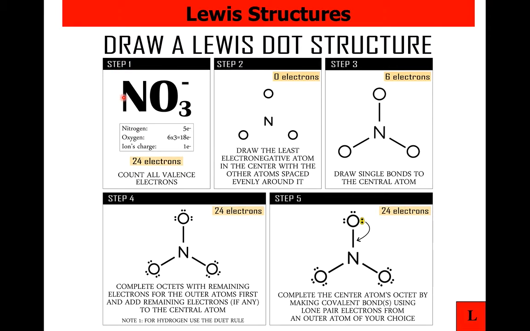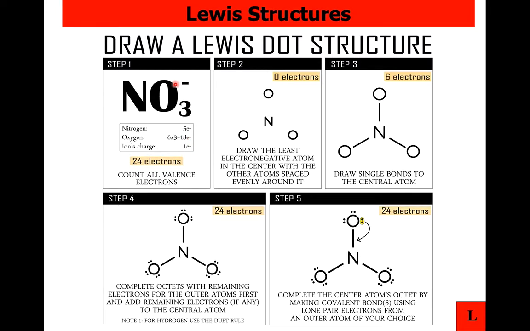So we will start with a formula. Here we have nitrate. And first we need to figure out how many valence electrons it has. Nitrogen is from the fifth column, so it has 5 valence electrons. Oxygen is from the sixth column, and it has therefore 6 valence electrons. There's 3 of the oxygen, so we get 18 total valence electrons from the oxygens.